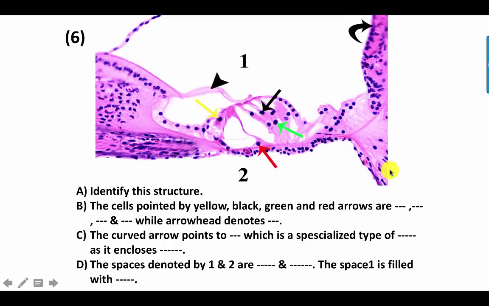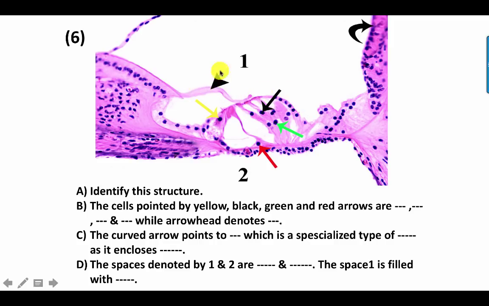Now I will move to the ear. We have the organ of Corti. The organ of Corti is present in this room, which is called the scala media or cochlear duct. Identify the structure. It is the organ of Corti. The cells pointed by the yellow, black, green. Here, first of all, you should look for the tectorial membrane. The tectorial membrane here has an opening towards the outer, or lateral side. So the opening of this C-shape is towards the outer. Anything towards the concavity is inner, anything towards the opening of the C is outer.